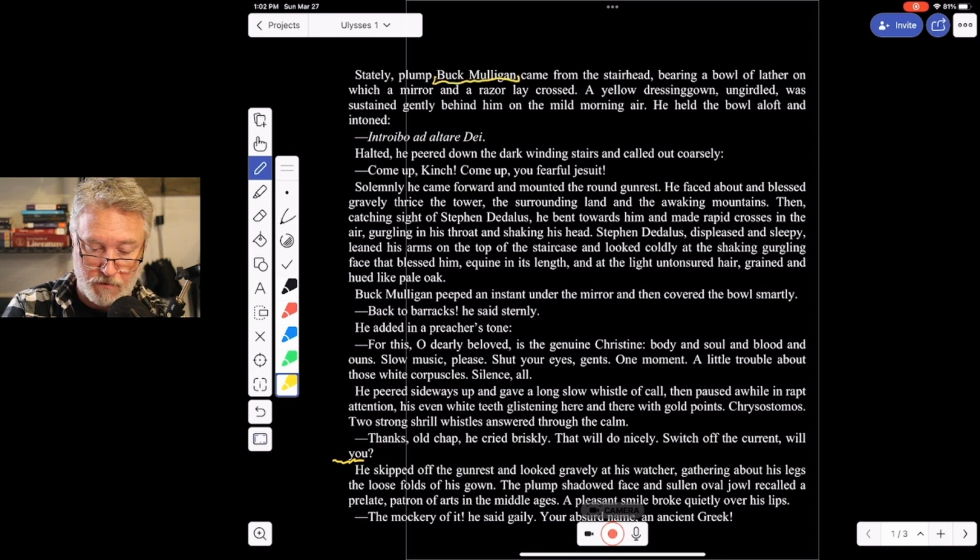He's plump and stately. He comes from the stairhead. He's carrying his bowl of lather and razor and mirror that he will use to shave for the day. And this is a quick reason why you shouldn't get this book, although it does tell you quite a lot. We'll just take a look to show you what it would give you if you did have it.